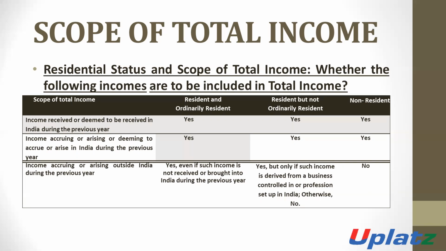But if there is any income which accrues or arises outside India, in the case of a resident and ordinary resident, even if it is not received in India, it will be taxable. In the case of resident but not ordinary resident, it will be taxable only if such income is from a business or profession which is controlled or set up in India. Otherwise, it will not be taxable in India.